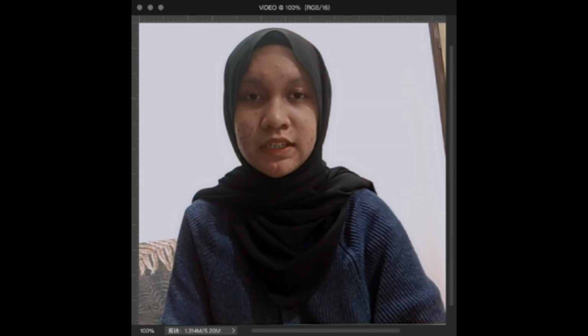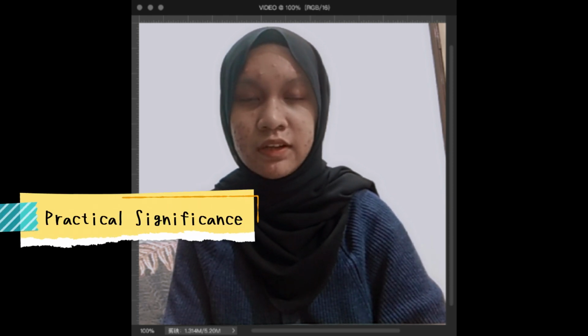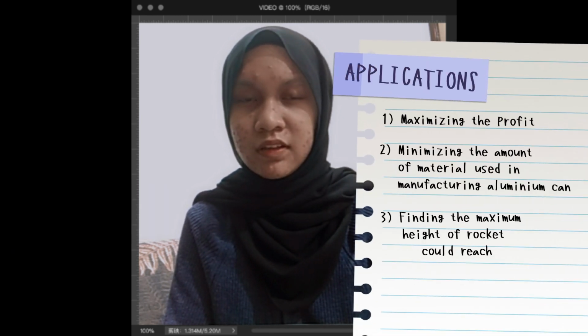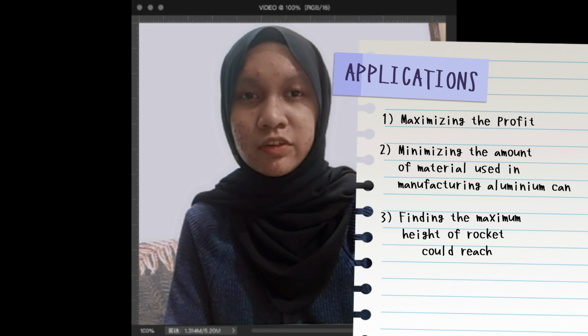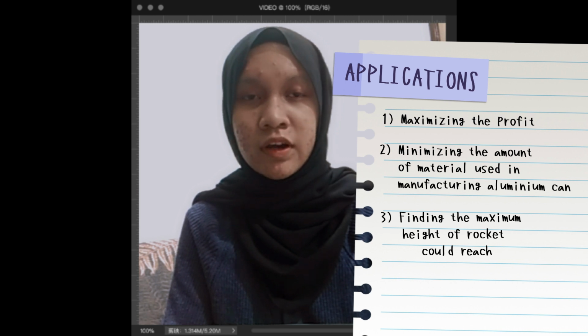Many application problems in calculus involve a function for which you want to find the maximum or the minimum value. These values are associated with the largest and the smallest value of a function. Finding the maximum and the minimum value of a function has practical significance because we can use this method to solve optimization problems such as maximizing profit, minimizing the amount of material used in manufacturing an aluminum can, or finding the maximum height of a rocket carriage.